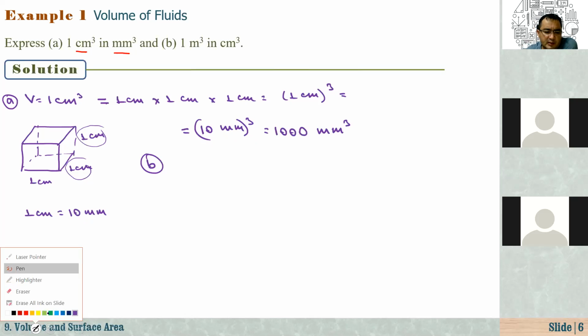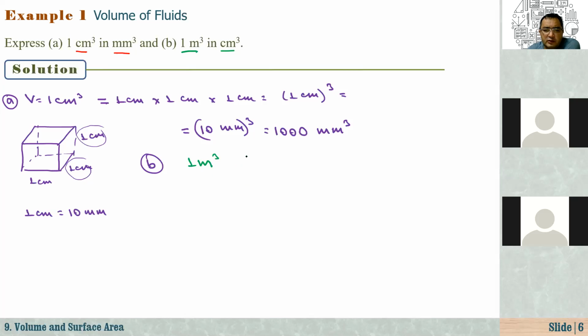Part B, let's change our marker. 1 meter cube, or cubic meters, in centimeters cube, right? So again, we know 1 meter cube means 1 meter times 1 meter times 1 meter. Again, we are talking about the cube. The length of each side of this cube is 1 meter.